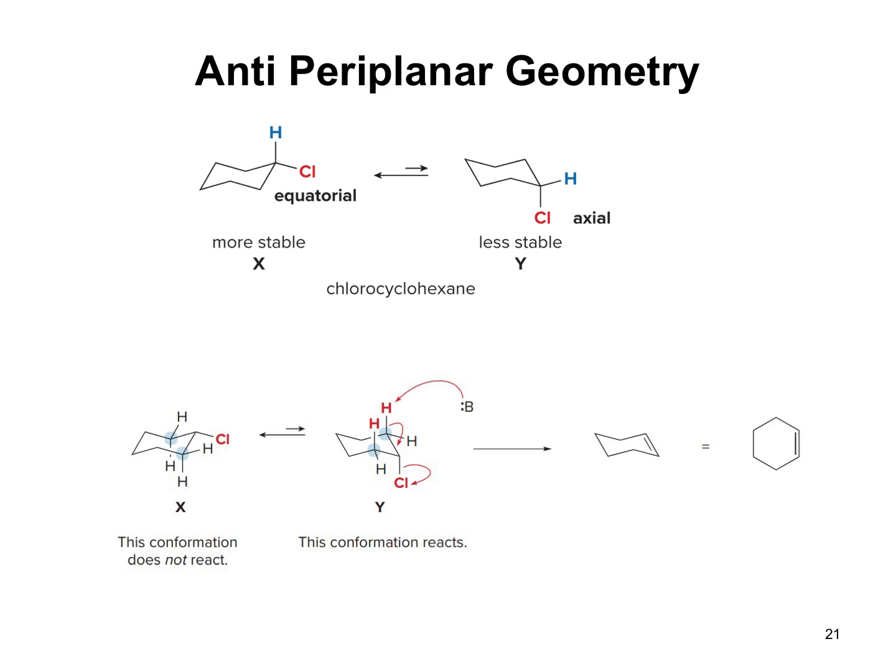Now, for an E2 elimination, the carbon-chlorine bond must be anti-periplanar to the carbon-hydrogen bond on the beta carbon, which is shown here in blue.